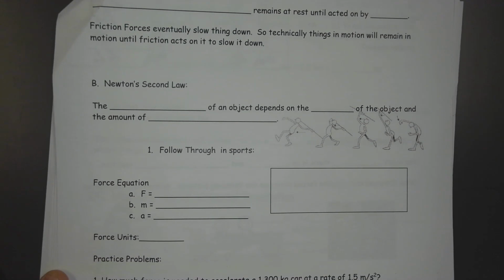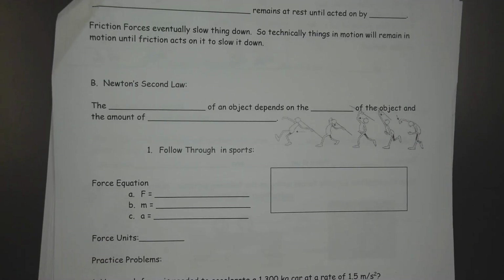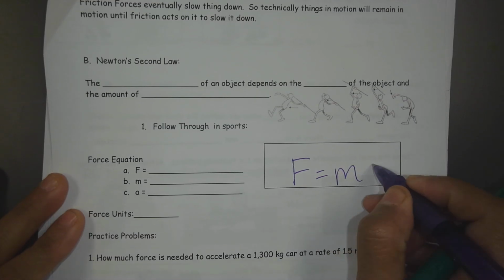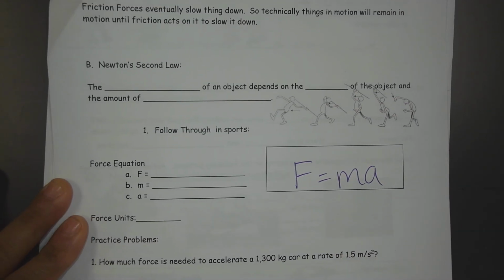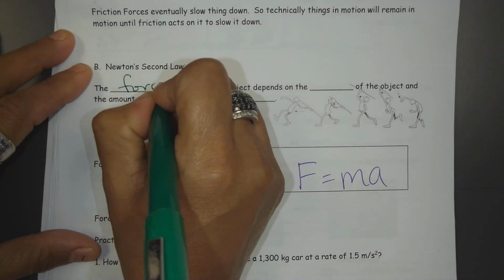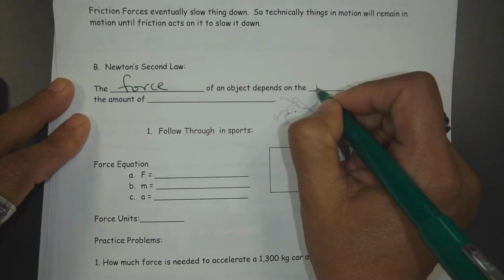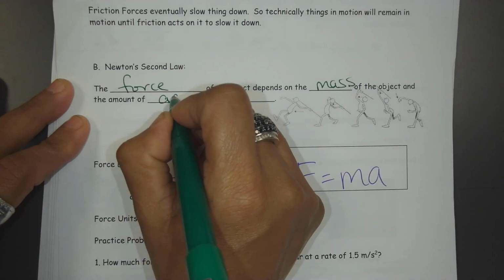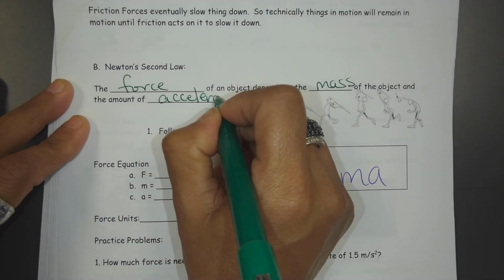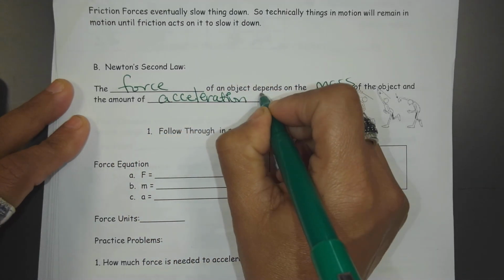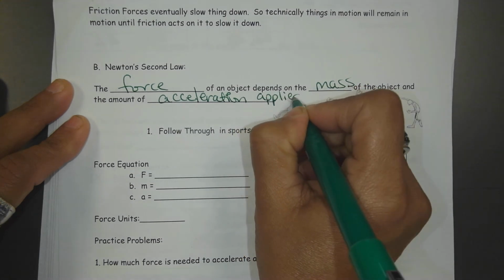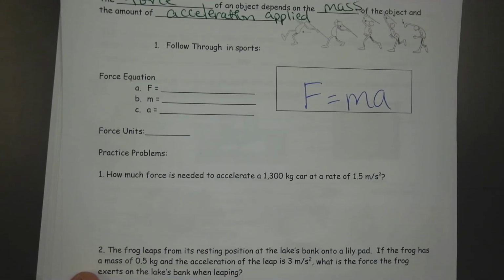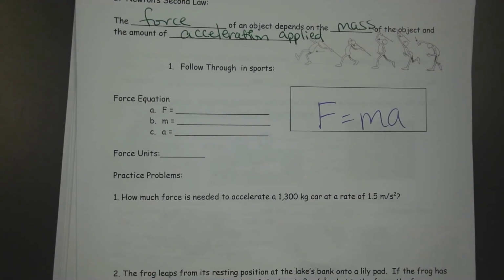Okay, I'm going to skip the next part so we can keep going. Newton's second law is actually an equation on the formula chart. No need to memorize it. F equals ma. Or the force of an object depends on the mass of the object and the acceleration that it's moving.